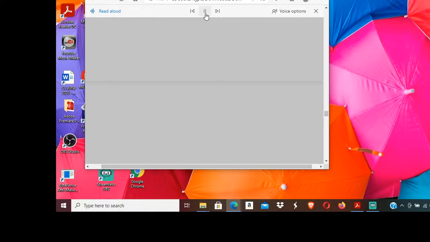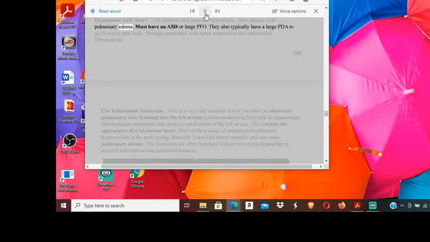Hypoplastic left heart, left ventricle and aorta are hypoplastic. They present with pulmonary edema. Must have an ASD or large PFO. They also typically have a large PDA to put blood in their arch. Strongly associated with aortic coarctation and endocardial fibroelastosis.